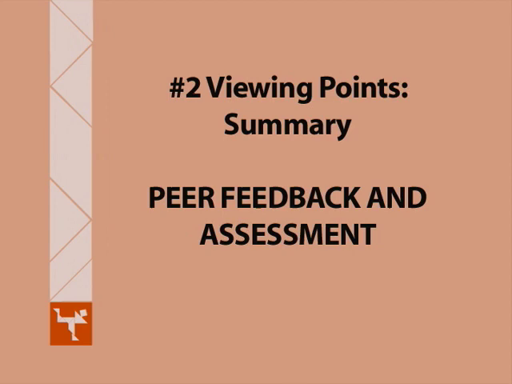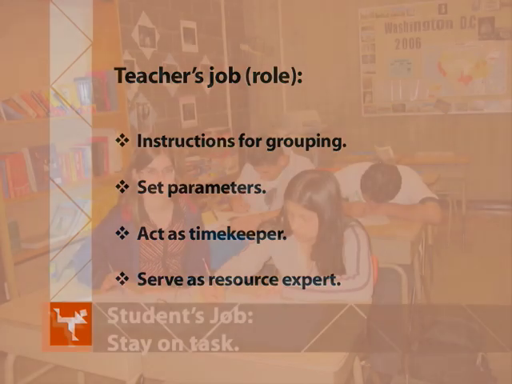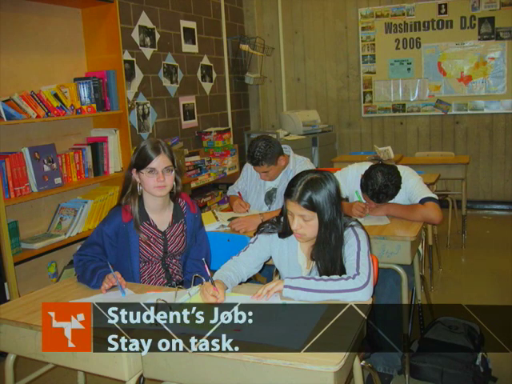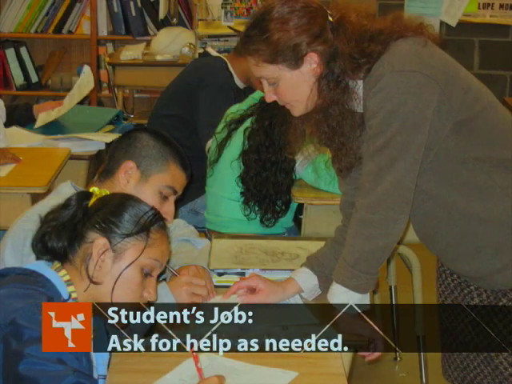Summary. In this class, the teacher gave clear instructions for grouping, for the work she expected them to do together, and the amount of time they would have for it. The teacher's job was to set parameters, to act as timekeeper, and to serve as a resource expert when needed. She circulated quietly around the room as students worked. Each student's job was to stay on task with his or her partner, to work quietly and courteously, and to ask for help from the teacher or from other students nearby as needed.